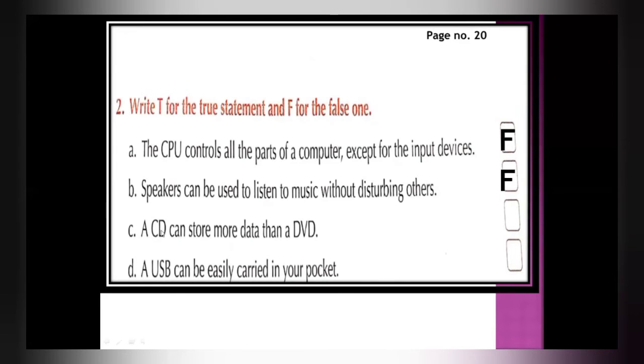Number C is, a CD can store more data than a DVD. So is it true or false? Yes, it is false because DVD can store more data. Number D is, a USB can be easily carried in your pocket. It is true because USB is smaller in size, so it can be easily carried in our pocket.